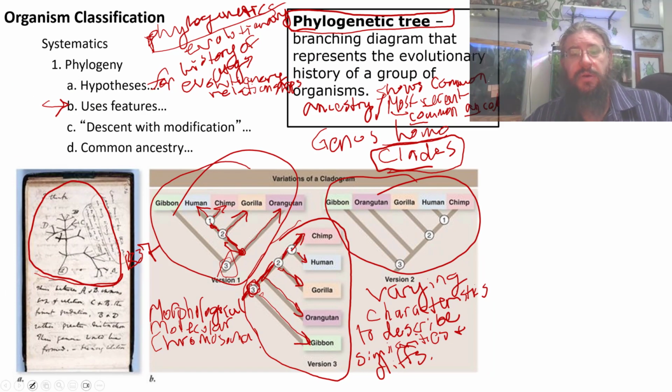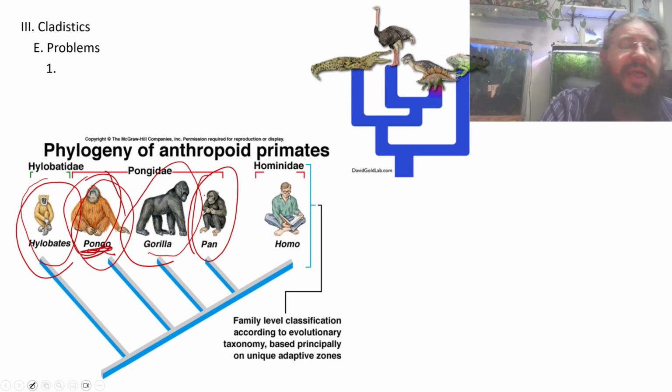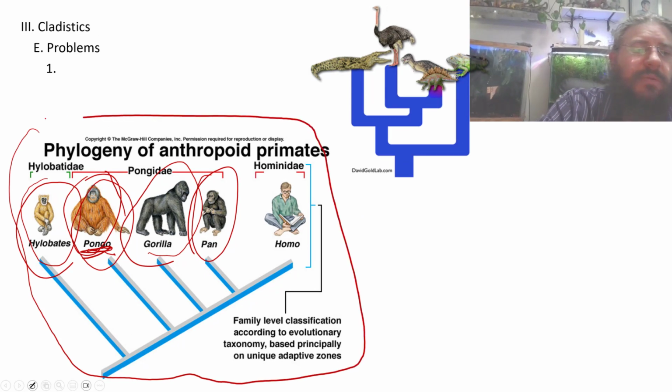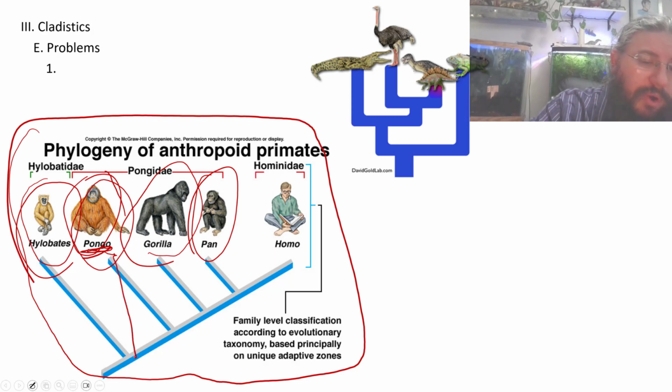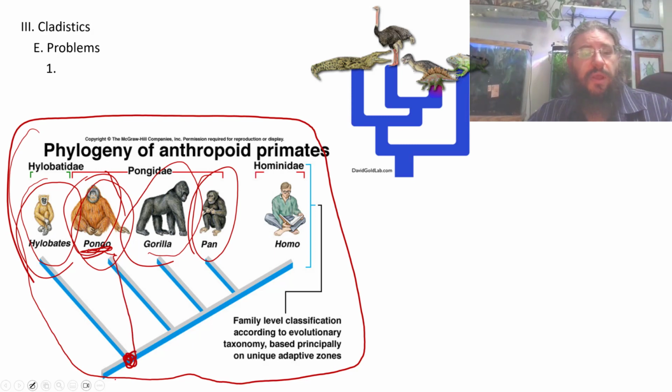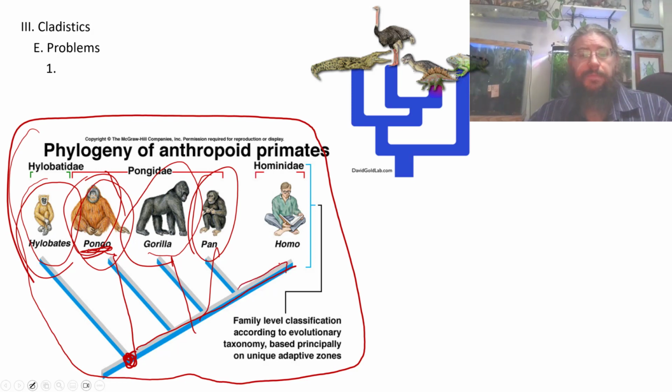Here. Gibbons and orangutans. So it is very clear when you put this, so this is just a phylogeny. When you create a phylogeny with molecular techniques and fossil time, Hylobates and Pongo will be more like this. So you'll have a common ancestor, and then you'll have gorillas, Pan, and Hominidae, right? So this Pongidae is a clade, but it's not monophyletic.